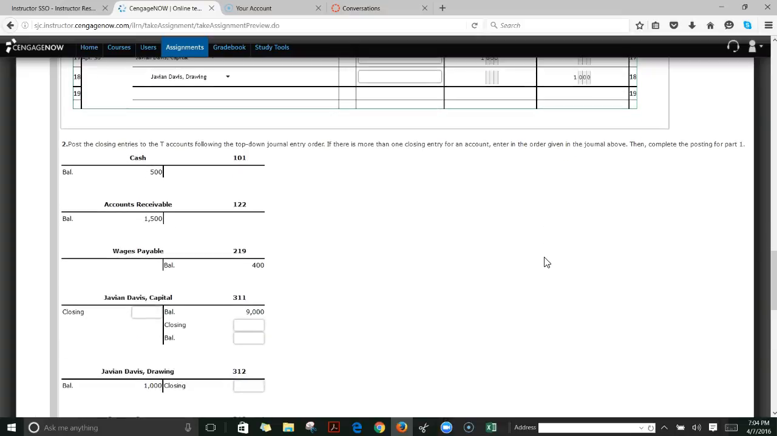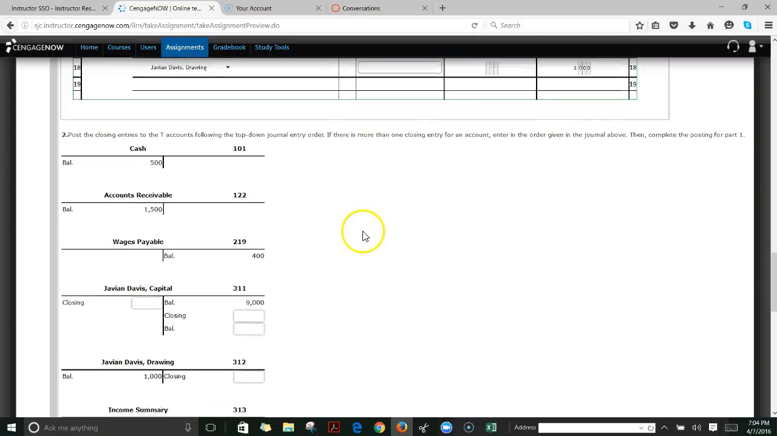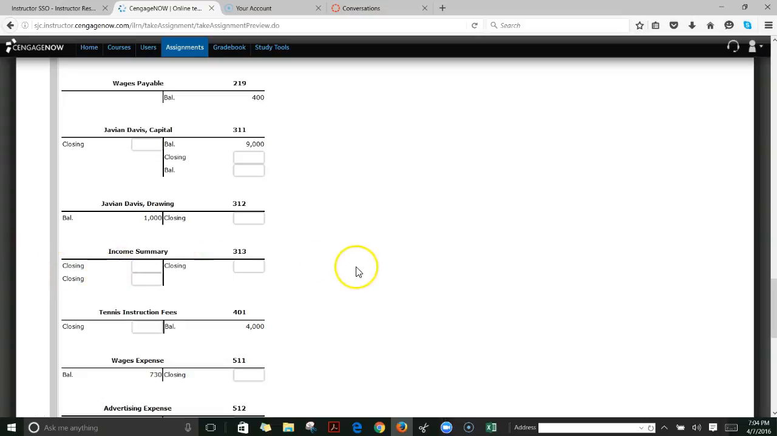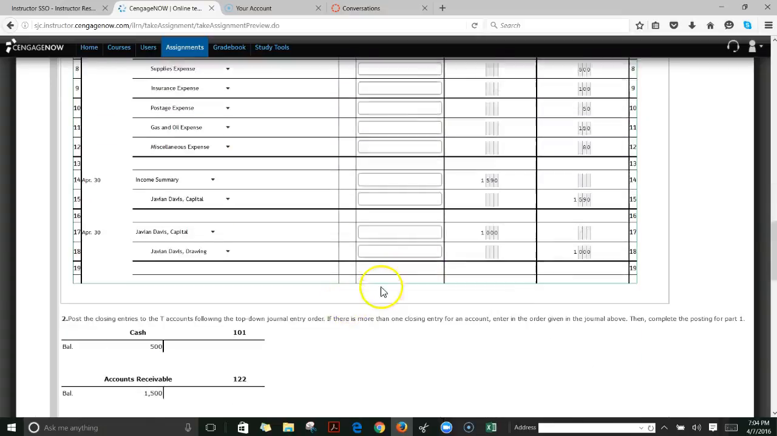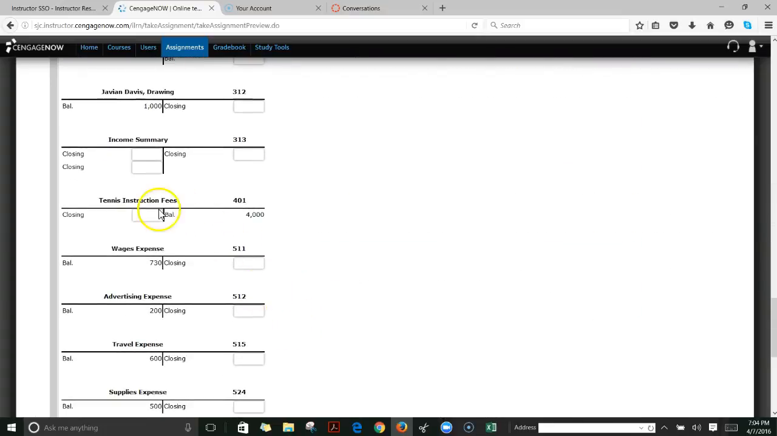Now they want us to post the closing entries to the T accounts following the top journal entry order. If there's more than one closing entry, enter in the order given in the journal above, then complete the posting for part 1. Okay, so we'll start with line 1, which is tennis instruction fees, a debit of $4,000. So I go to tennis instruction fees and I debit it $4,000, and now you can really see what happens there. That $4,000 credit balance minus the $4,000 debit balance closes it. So that one is done.